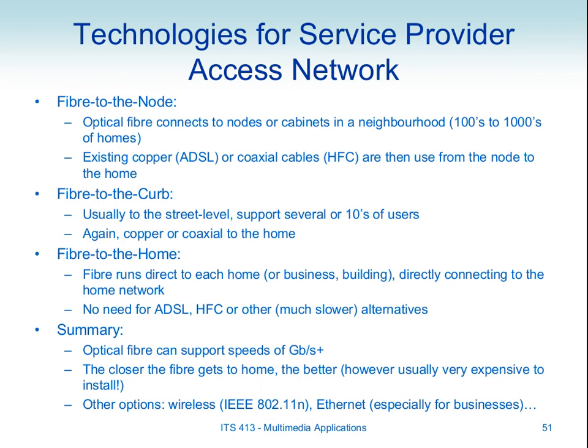There's no need for the copper link now. We don't need ADSL, and we're not limited by the physical limitations of that copper link. The speeds which we can achieve are limited by the optical fiber, so usually in the order of gigabits per second. So that's the best case for the end user. With a gigabit per second or even 100 megabits per second, IPTV is possible.